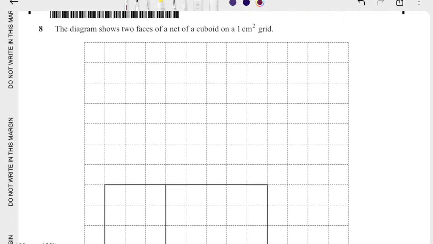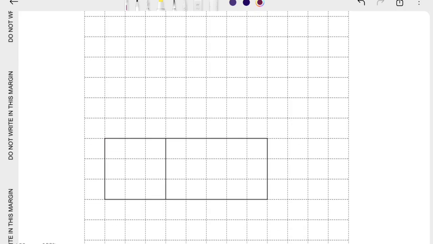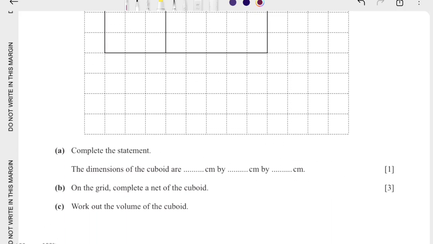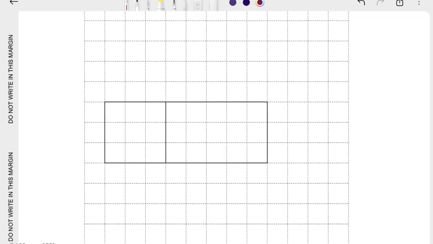Next question. The diagram shows two faces of a net of a cuboid on a 1 centimeter square grid. So let us see. There are two faces given. Complete the statement. The dimensions of the cuboid are, three dimensions are missing here. Now first of all we have to find out the dimensions.